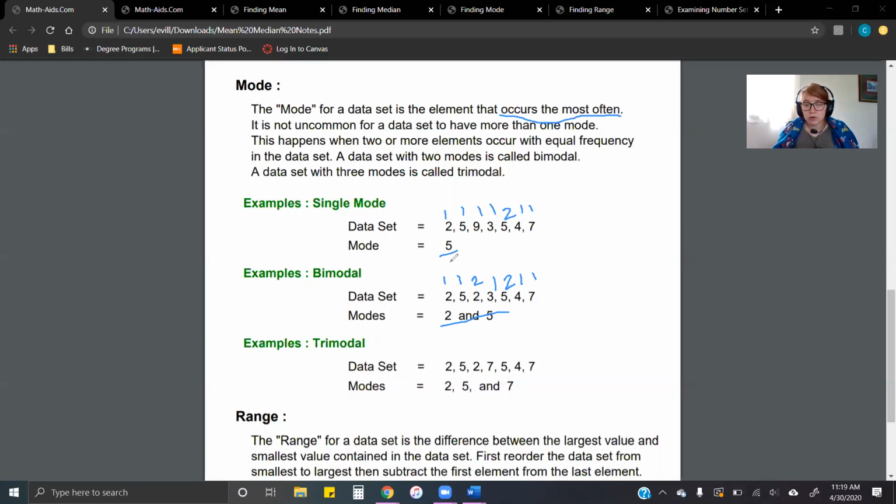And then again, trimodal means there's going to be 3 modes. So if we look at this set of numbers, we have 1 2, working on 2 2s, and that's it. Here we have 2 5s, and then we have 2 7s. Now because there's a 4 here, there's only one of them, so our modes for this data set are going to be 2, 5, and 7. There's only 1 4, so it gets left out.